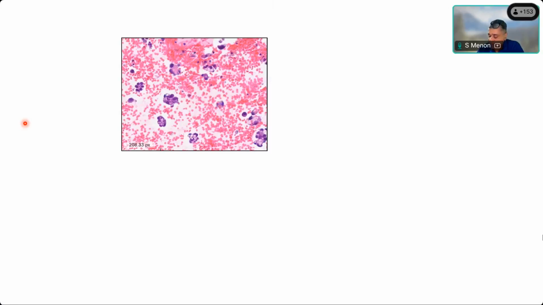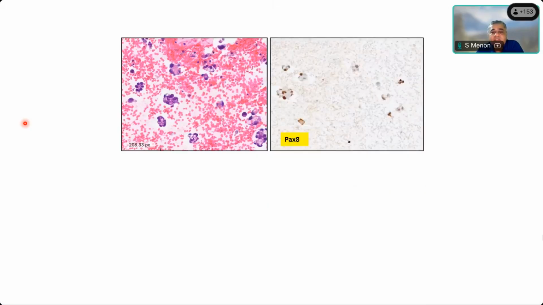So what IHCs will you do to confirm the ovarian origin? Anybody? Shweta or Adiba? What IHCs will you do to confirm ovarian origin?